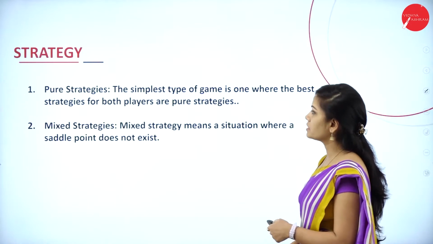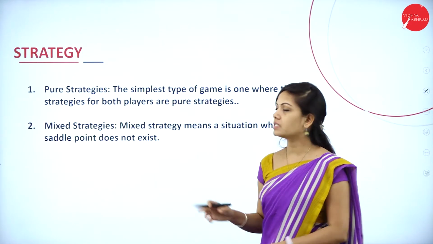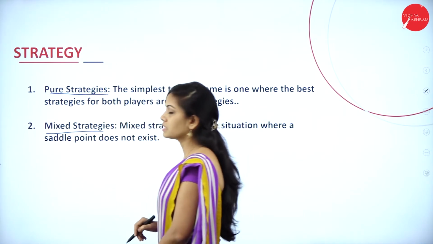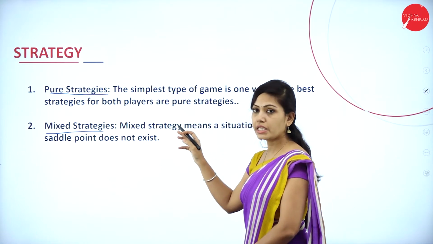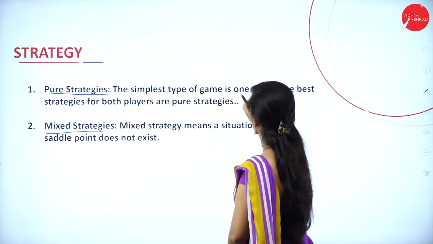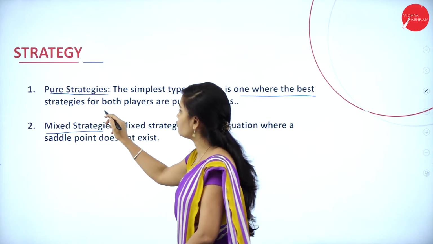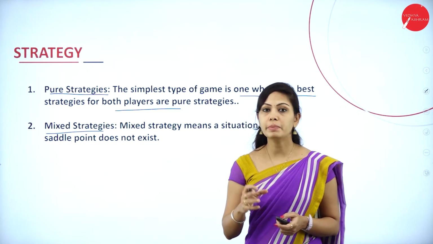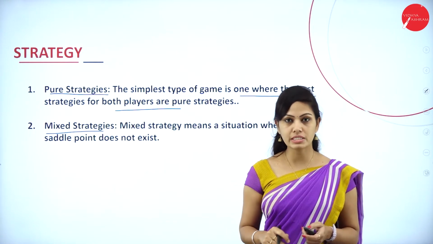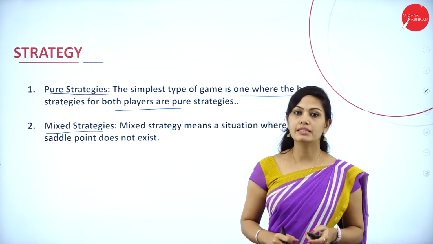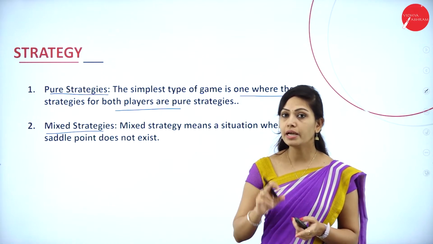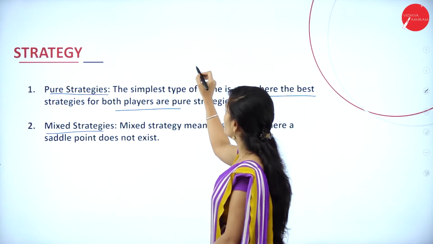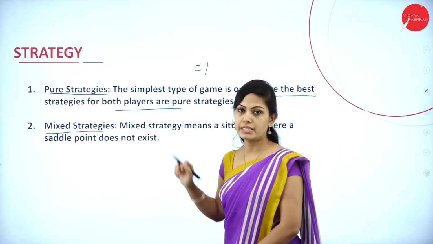The next concept is strategy. Already I have discussed this. We have two strategies, called pure strategy and mixed strategy. So what is pure strategy? It is a type of game where the best strategy for both players is a pure strategy. In pure strategy, the company selects only one particular strategy and ignores the other strategy. The sum of the probability of the strategy is equal to 1 in pure strategy.